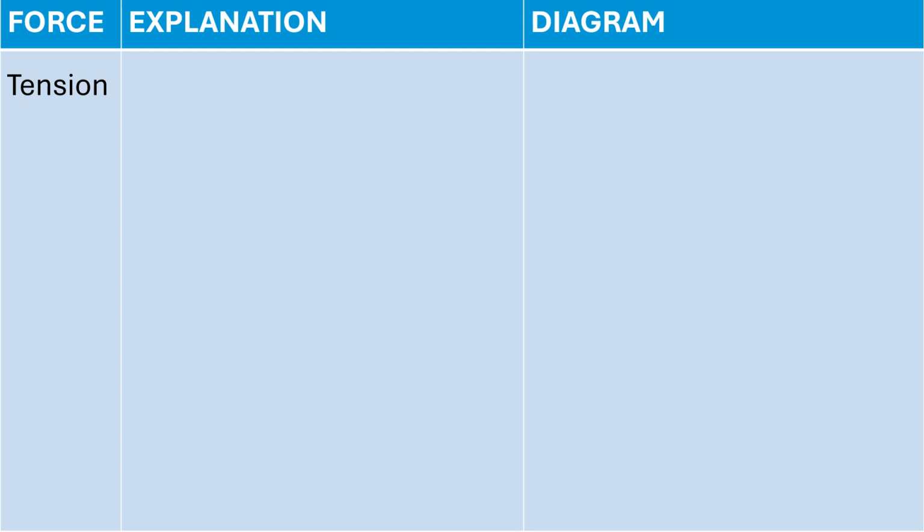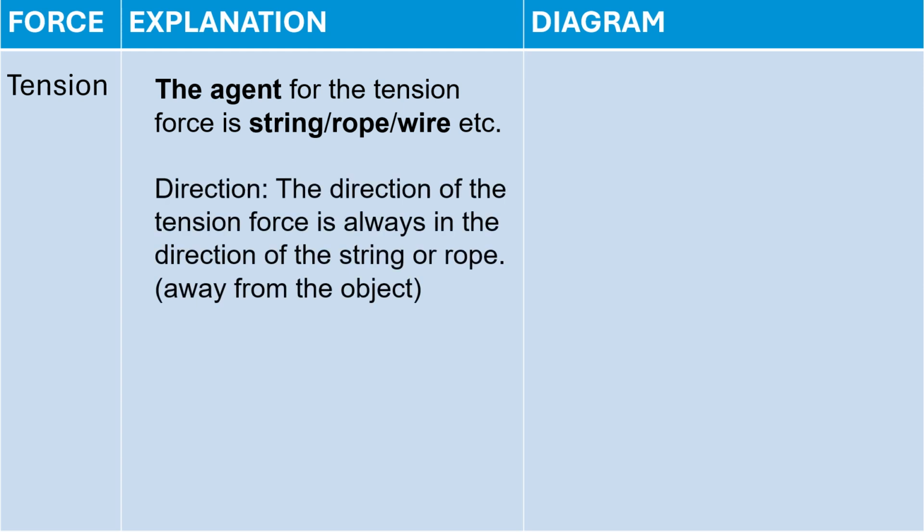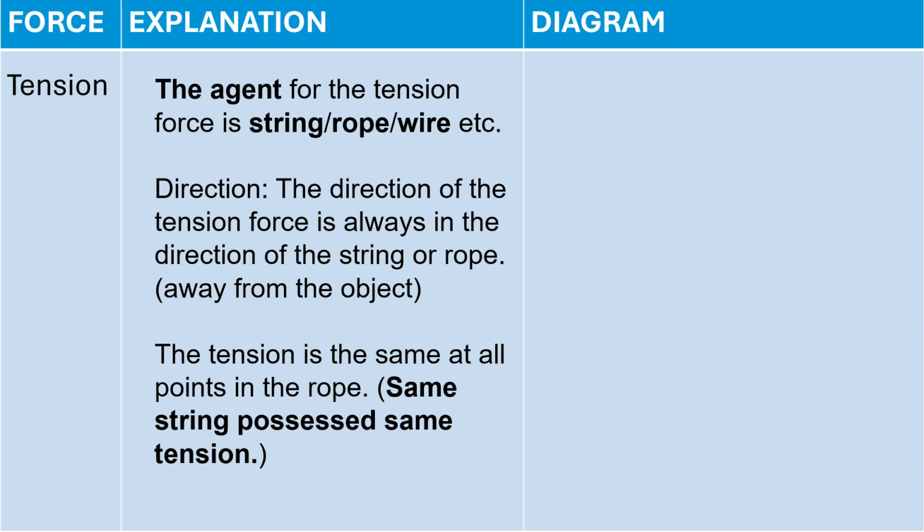Next is tension. Tension is the force in a string, rope, or wire when it pulls something. The agent for tension force is the string, rope, or wire itself. The direction of tension is always along the string, away from the object. An interesting fact about tension is that it remains the same at all points in the rope. This picture shows tension. The arrow shows the force going along the rope.